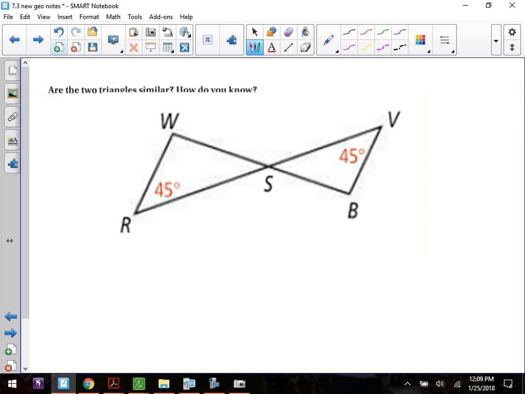So this would be an example of what if you were asked to say how are they similar, you would say, oh, they're similar by angle angle. And then I would ask you to write out the similarity statement. So if you wrote out the similarity statement, I'm going to go R, S, W. What would be the corresponding letters for the other one? Very good.